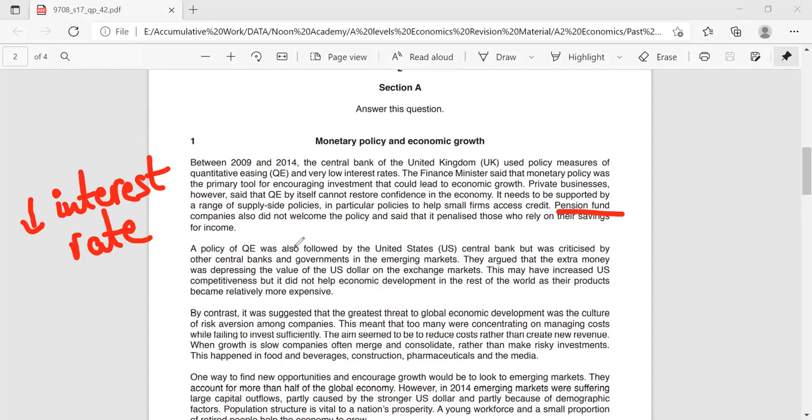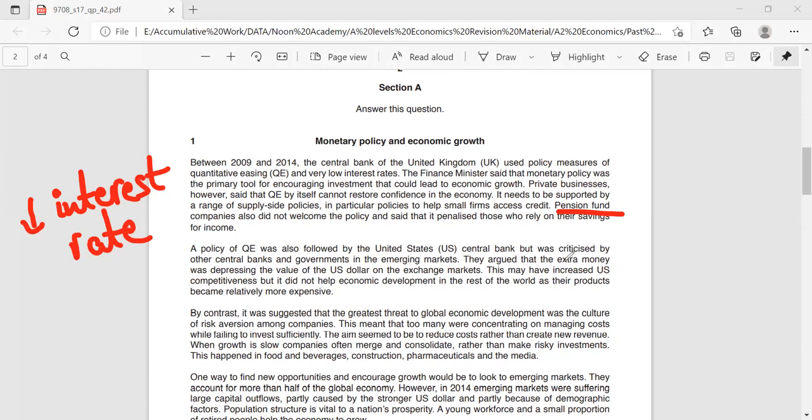That is not what they like, right? Okay, a policy of quantitative easing was also followed by the United States central bank, but was criticized by other central banks and governments in the emerging markets, right? They argued that extra money was depressing the value of the US dollar on the exchange markets. So this case study is talking about how in the past, the United States also did a quantitative easing policy, in which they increased the money supply, which reduces the interest rate. But why did other countries and other people criticize this policy?